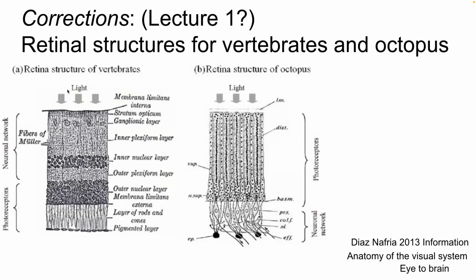So light comes here, right, from the top. And in the case of humans and others, the cones and rods are here, so it's all diffracted and interfered with up to here. Look at this octopus. They have these cones and rods just beneath.